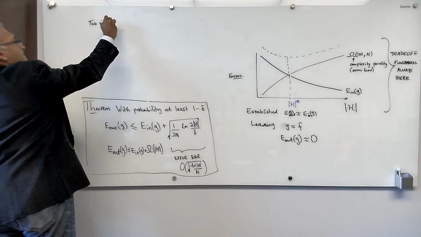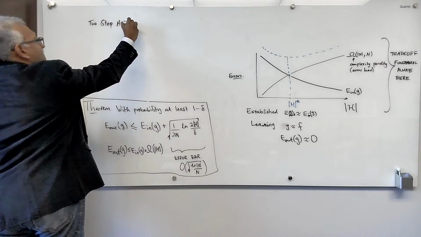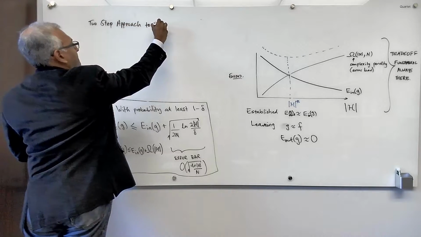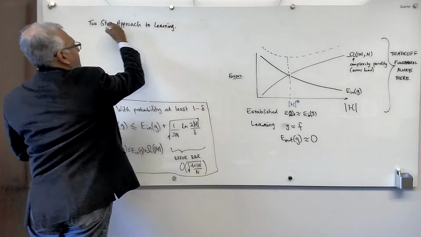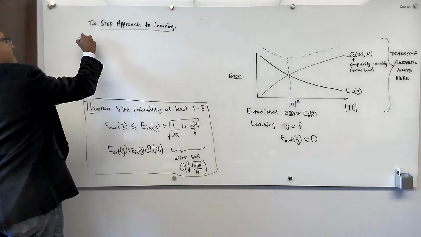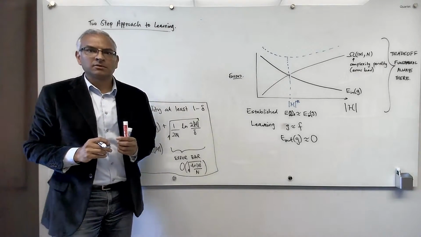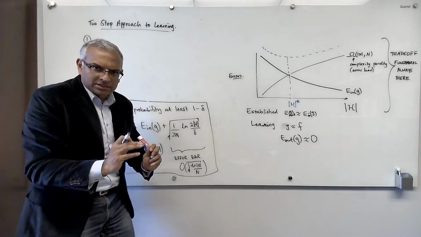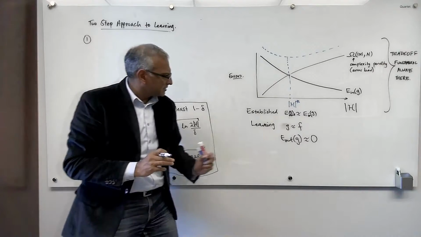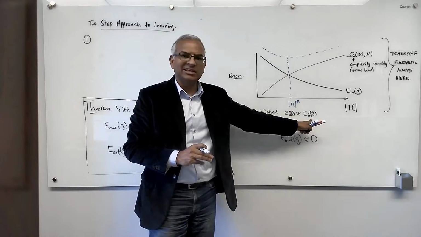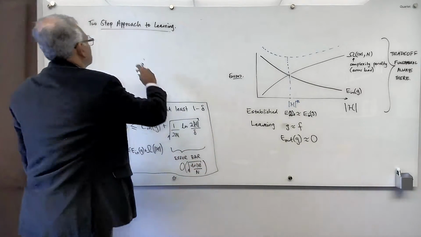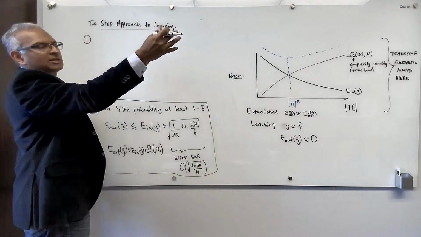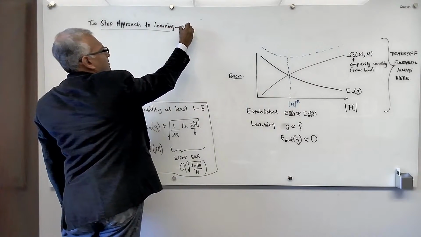Two-step approach to learning. Step 1: ensure, establish, and maintain the fact that Eout is approximately equal to Ein. So, two-step approach to learning. Fundamentally, the learning produces G.